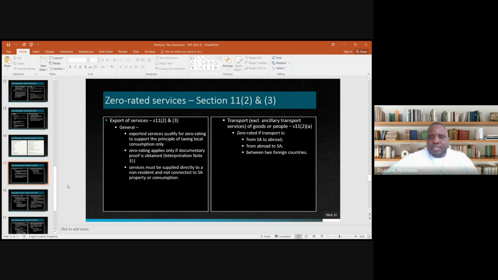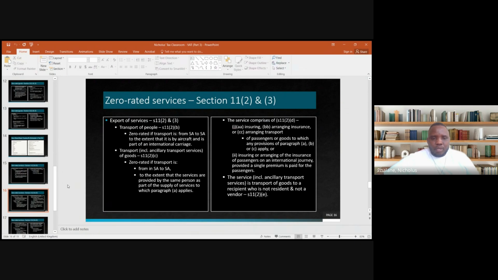So the one where we are saying these transport services of goods or people is zero rated if it's from SA to abroad, from abroad to SA, or between two foreign countries. So here in section 11(2)(c), we are saying if you are transporting goods, including ancillary transport services, this would be zero rated if this transport is from SA to SA to the extent that, so we are speaking about the SA leg, these services are provided by the same person as part of the supply of services to which para A applies.